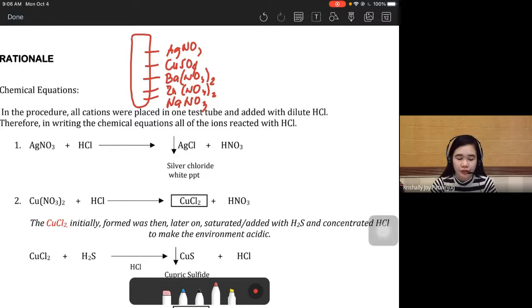So the first reaction is for silver nitrate added with hydrochloric acid. Among these ions in test solution form, upon adding dilute hydrochloric acid, the one that will react is the silver nitrate, because it carries the silver ion, a group 1 cation, which is an acid insoluble group, forming now the silver chloride. So ito lang yung concept na diniscuss ko.